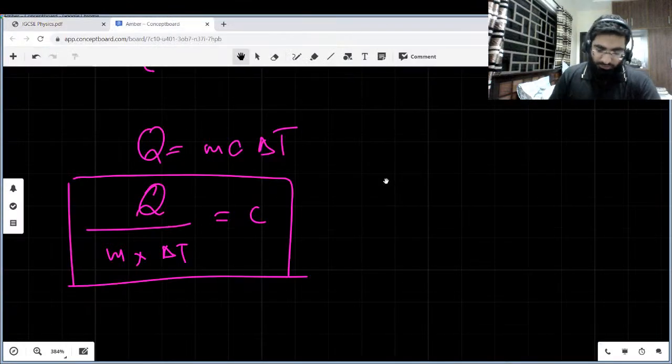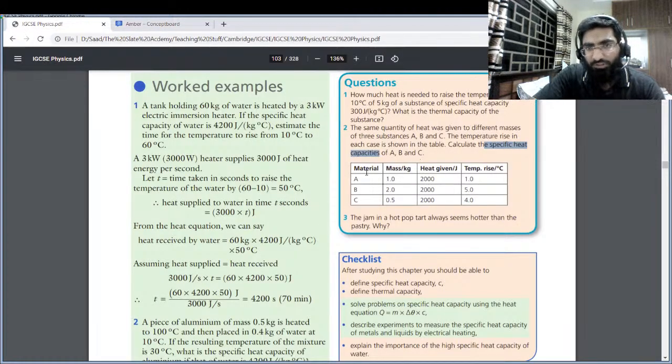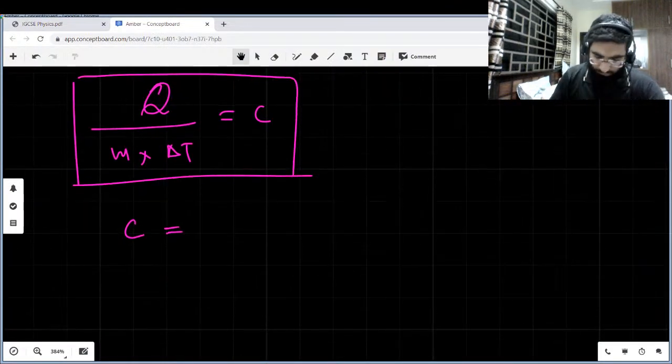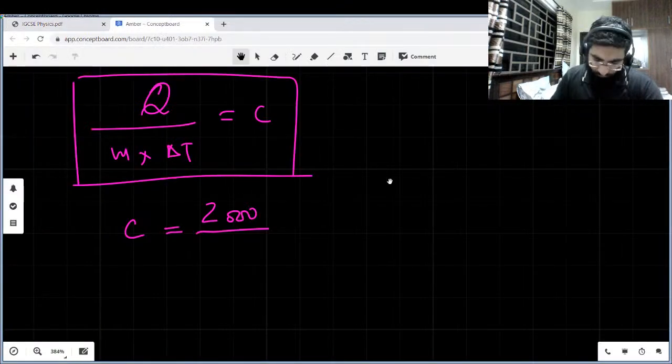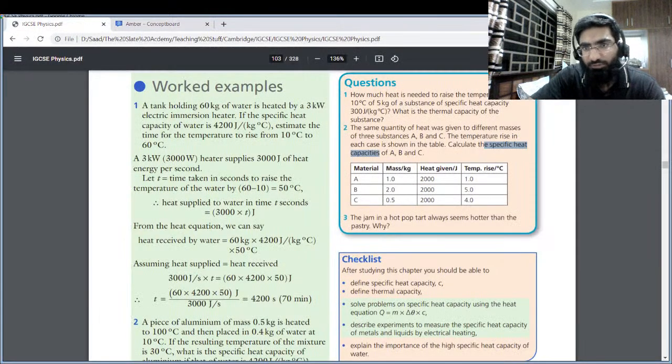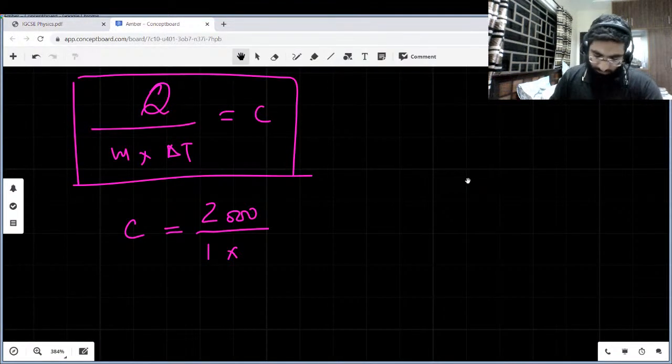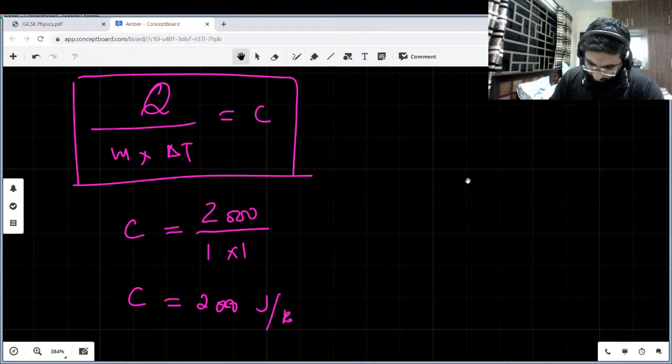In order to calculate C, I need to have Q. What's Q? How much heat is given to this material A? 2000 joules. So C is equal to 2000 divided by the mass of material A, which is 1 kg, multiplied by the change in temperature, which rises by 1 degree centigrade. So it's 1. So C will come out as 2000 joules per kilogram per degree centigrade.